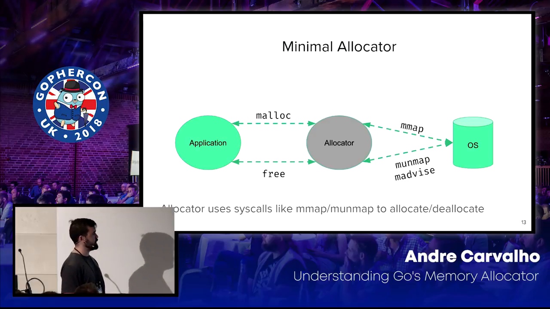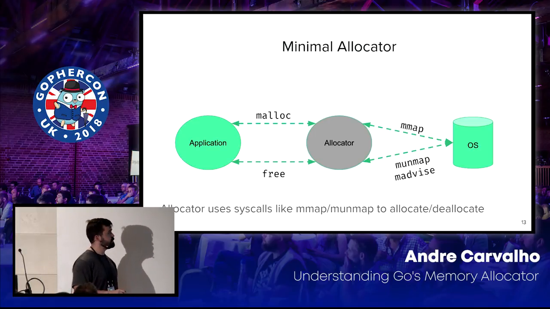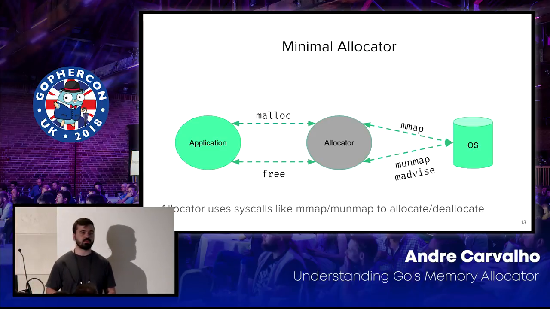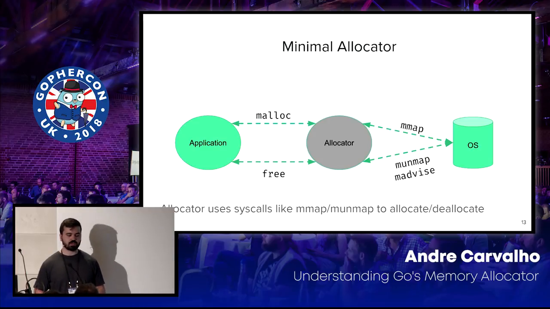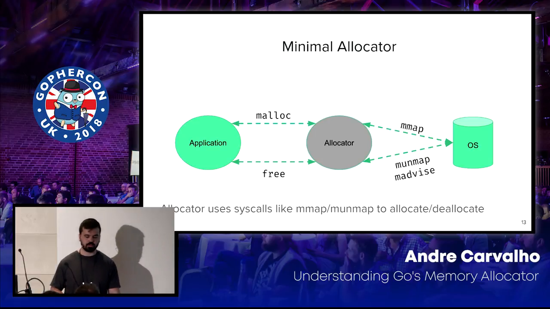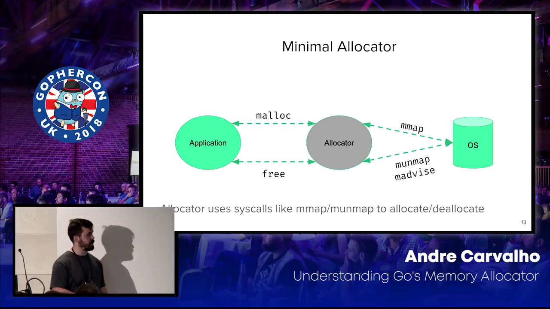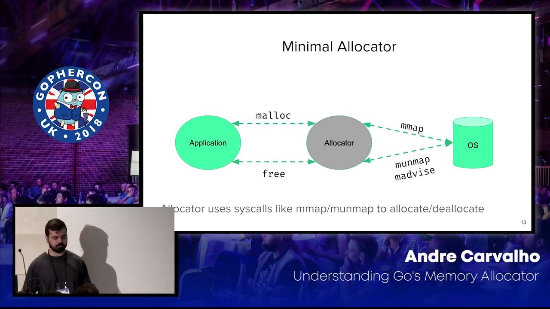We can think of an allocator as being something that stays between our application and the operating system. While the application talks to the allocator by using the malloc and the free functions, the allocator is going to use system calls to talk to the operating system to both allocate and deallocate memory. There are several syscalls that can be used for that. The most common one used to allocate memory is the mmap syscall. And to deallocate, we can either use mmap or the madvise syscall. The Go memory allocator actually uses mmap to allocate in Linux, and the madvise syscall to deallocate memory.